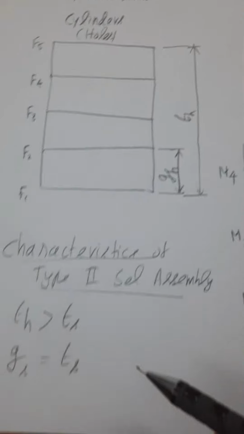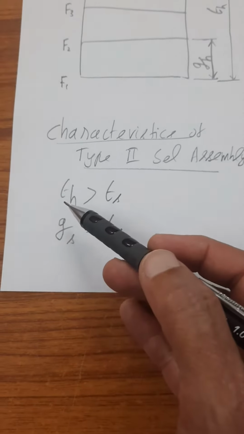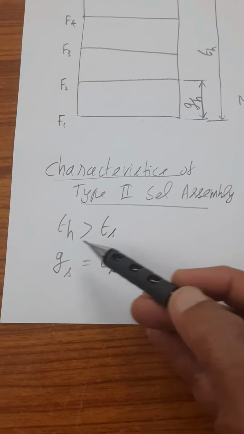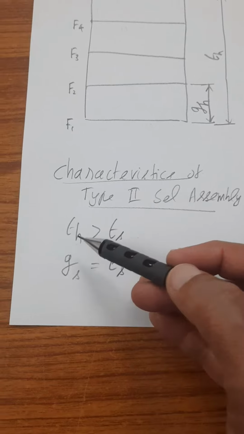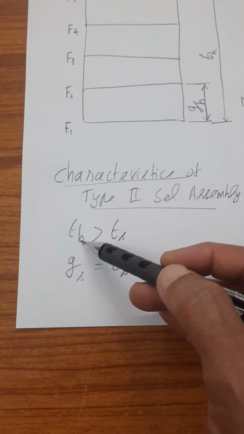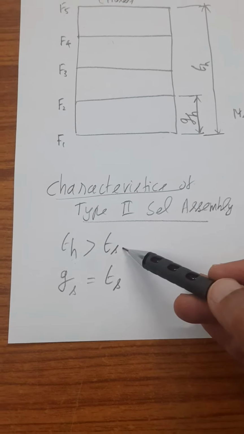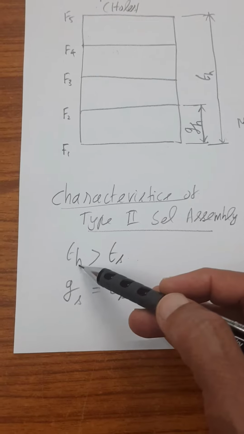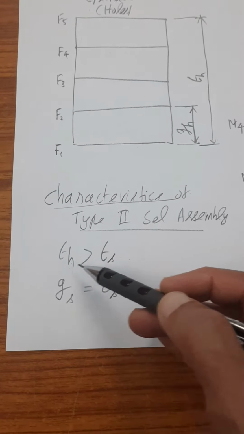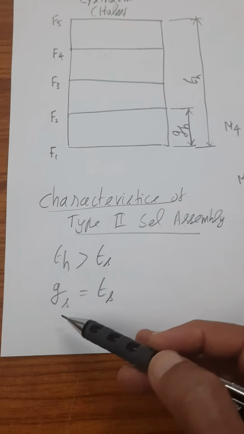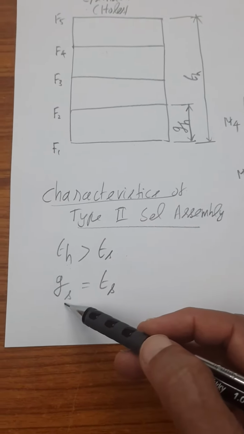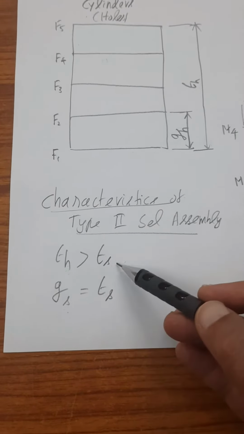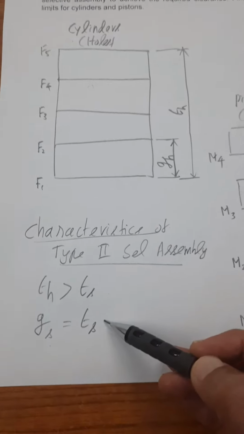If you look at the characteristics of the type 2 selective assembly, the tolerance of the hole is more than the tolerance of the shaft. Here the holes are manufactured to dia 75H8 tolerance. The shafts are manufactured to an IT grade of 4. So naturally, in the tolerance table, the tolerance value for the hole will be more than the tolerance value for the shaft. The second characteristic is that the group tolerance of the shaft is equal to the total tolerance of the shaft. So these are the two characteristics of the second type of selective assembly.